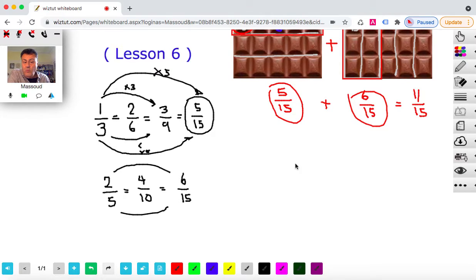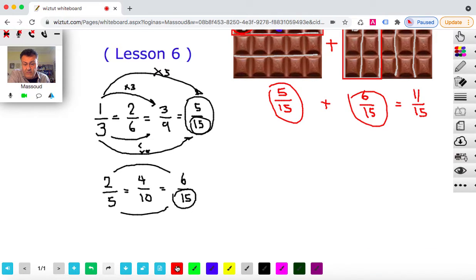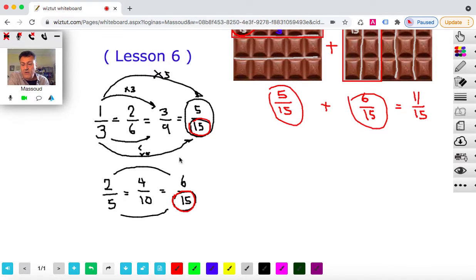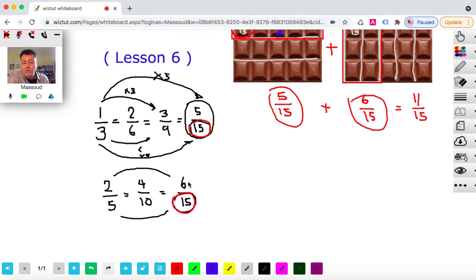Now, when you arrive at equal fractions where they have the same denominator, this is called a common denominator. The common denominator allows you then to just count on, because they all will be the same sizes then.